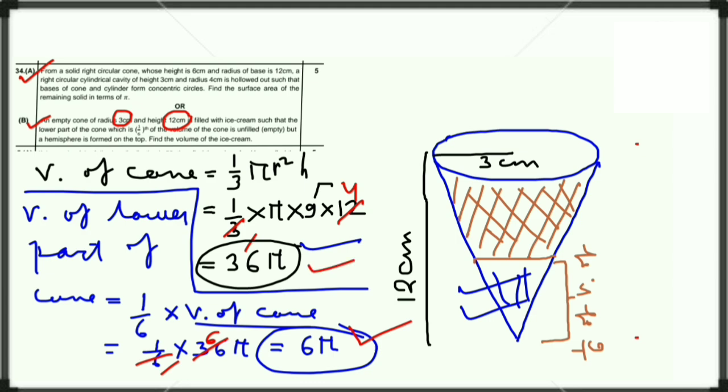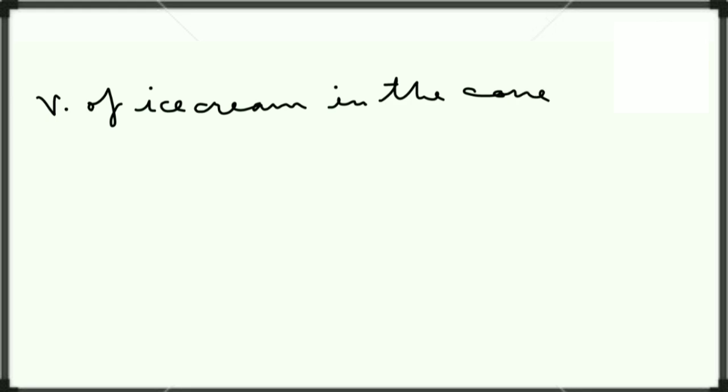So let's proceed to the next page. Volume of ice cream in the cone will be the volume of the whole cone, that is we have 36 pi, minus the volume of the lower empty part, that is we have obtained 6 pi, and after subtracting here we obtain the volume of ice cream contained in this cone is 30 pi.